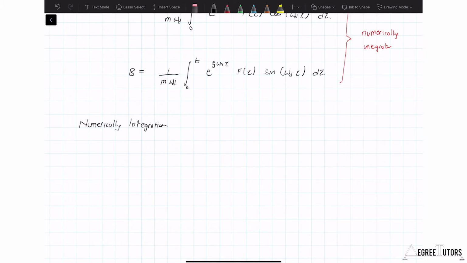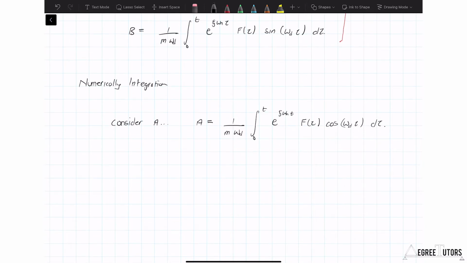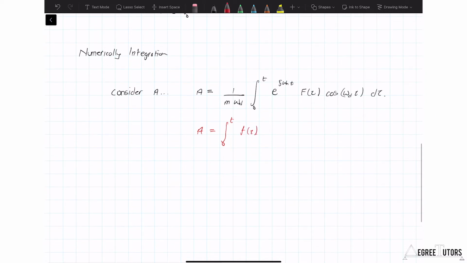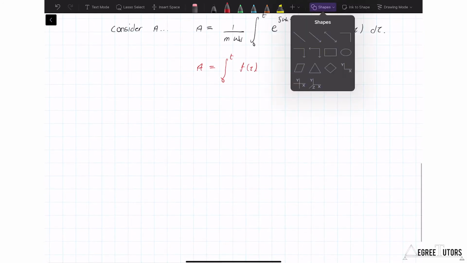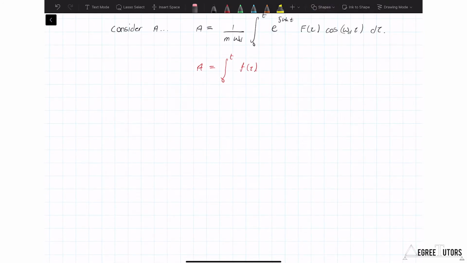In order for us to explain this numerical integration, take, for example, A. So consider A. That's just some function that needs to be integrated, so just think about it that way. To make our lives a bit easier, we're going to write it as some function of tau. That's all we're dealing with here. If it's a function of tau, we can plot that function of tau, so let's just do that.